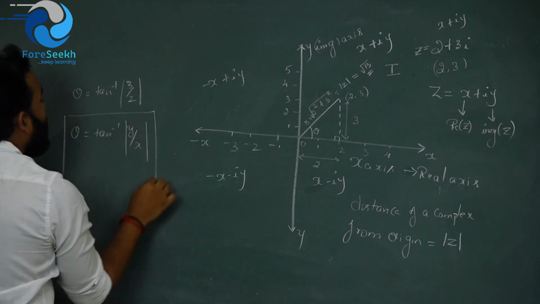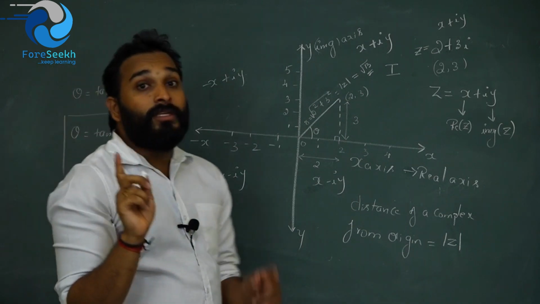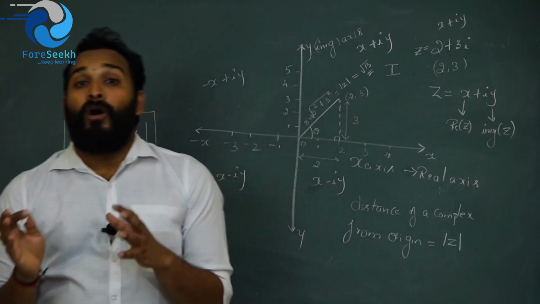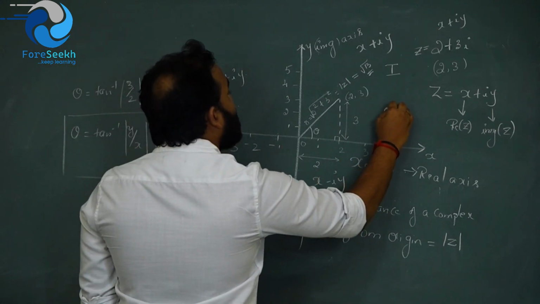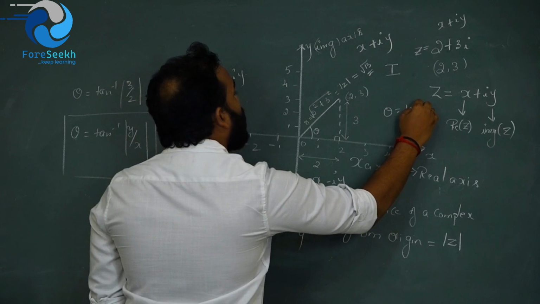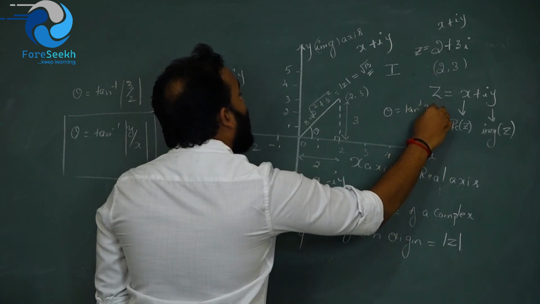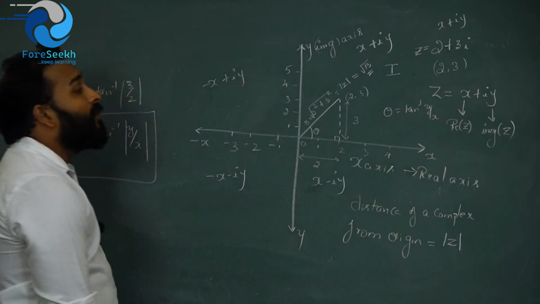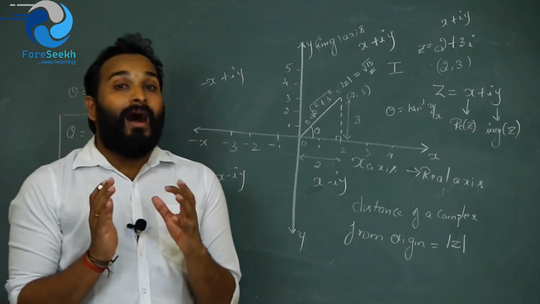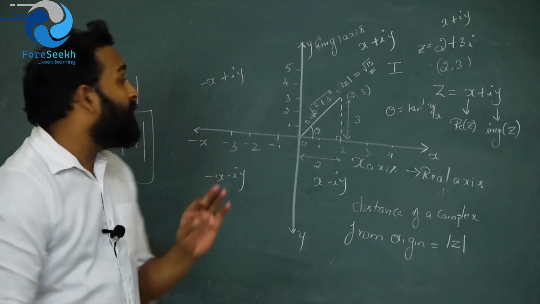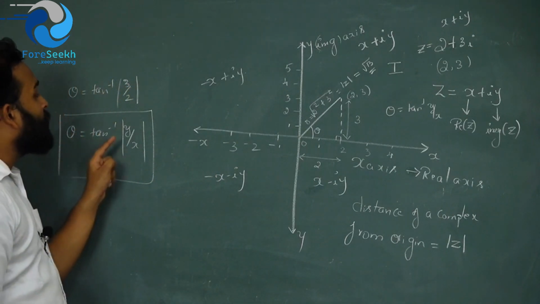Is it the same in every quadrant? No. This will not be the same in every quadrant, it will differ. How will it differ? Let's check. In the first quadrant, your theta is directly tan inverse of y by x. You can notice here, children, it is tan inverse of y by x. Now we have seen the argument of z. What is the argument of z? We write it as theta is equal to tan inverse of y by x.